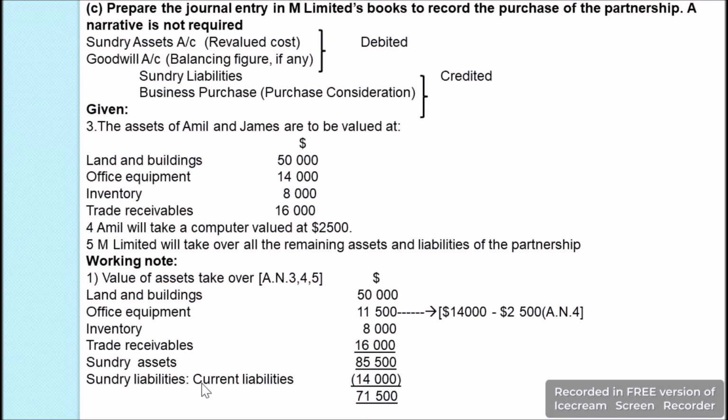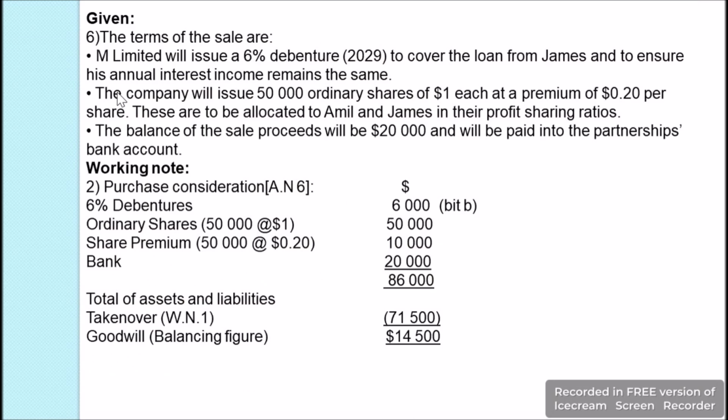Then the liabilities are also taken over, so this will be an outflow of cash, so it will be $14,500. So the total of sundry assets less liabilities taken over will be $71,500.